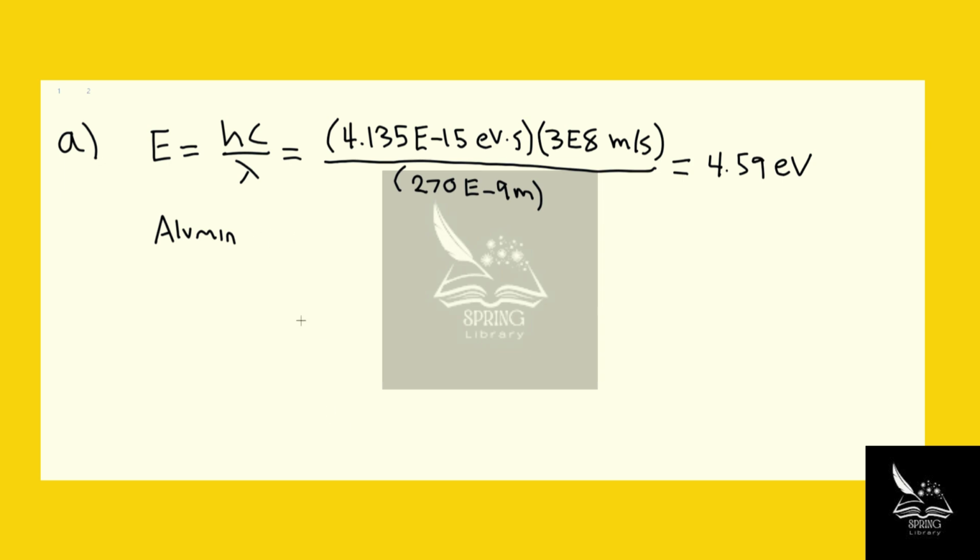Aluminum. So aluminum has a work function of 4.3, so it qualifies. Silver also has a work function of 4.3, so it qualifies. And lastly, sodium. This is elemental sodium. It has a work function of 2.7, so it qualifies. So of the list, these are the 3 materials that have work functions less than the energy per photon of our light. So these are the ones that will produce photoelectrons.